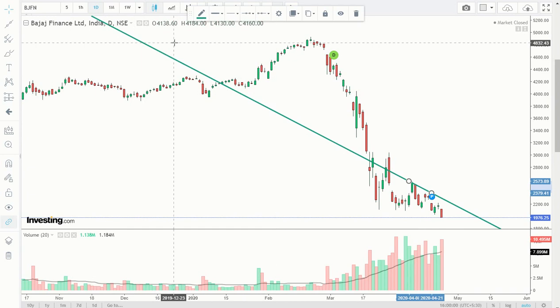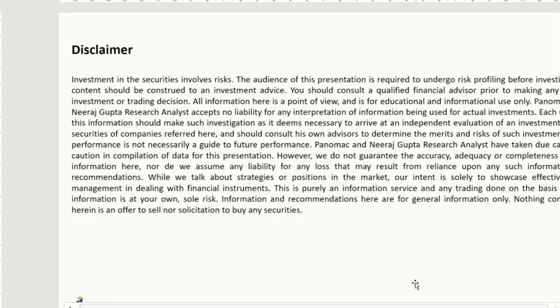Again, disclaimer: I am not invested in Bajaj Finance. None of my clients are invested in Bajaj Finance. As for Reliance Industries, some of my clients might be invested. In Bajaj Finance, I do not have any position. So please don't take it as investment advice. Please do your own diligence. Okay, guys.